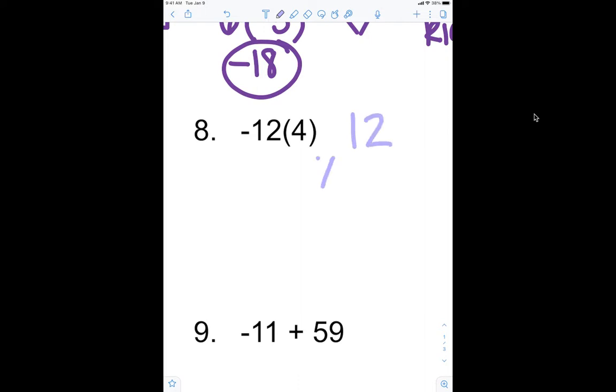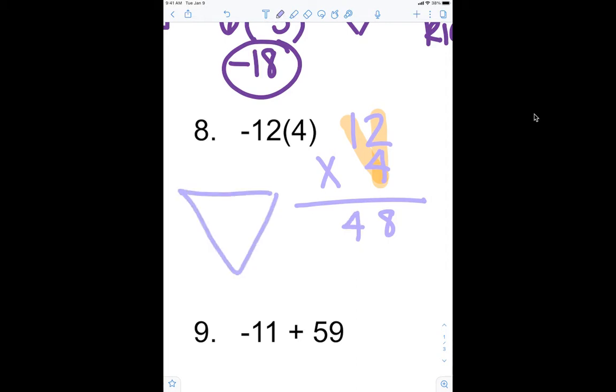So I multiply 12 times 4 like normal. Well, I know 4 times 2 is 8, and 4 times 1 is 4. So I get 48. Then I do my Dorito Man, and I used a negative 12 and a positive 4, so I'm left with negative. So my answer should be negative 48. That was pretty easy, right? One step.